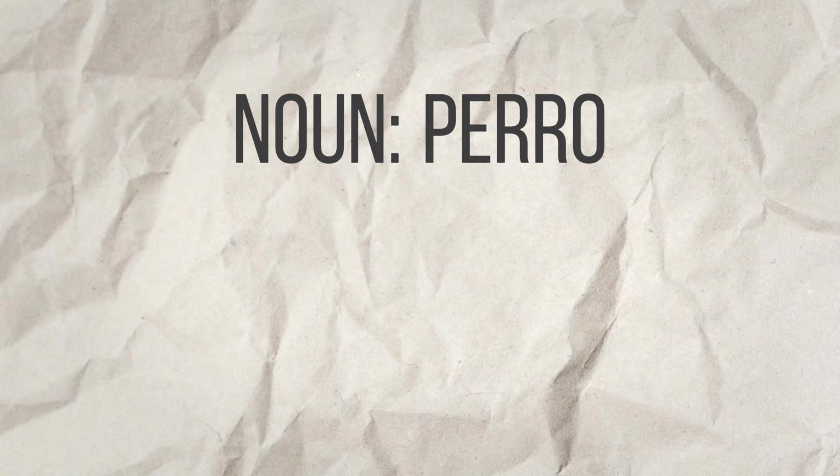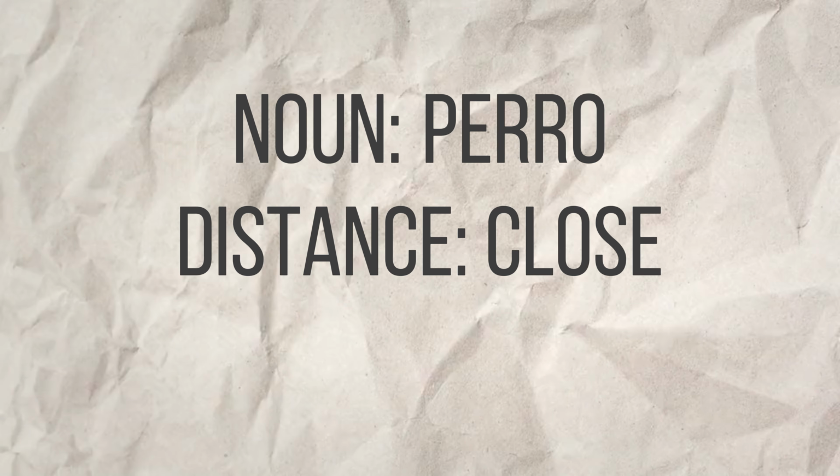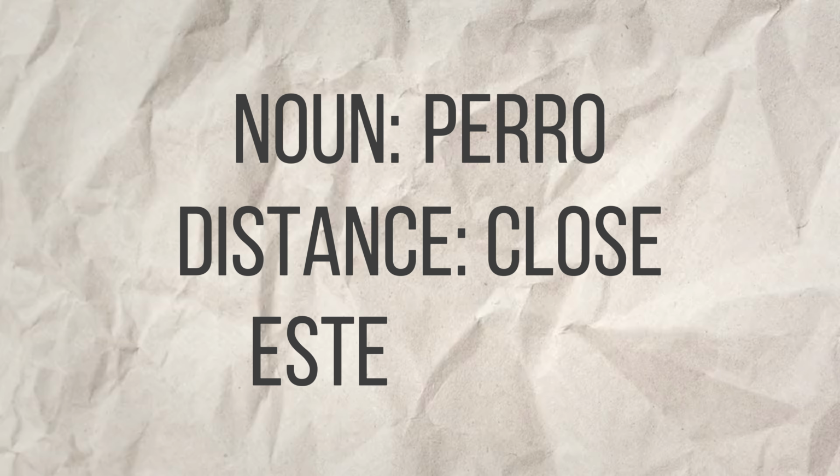I'm gonna give you a noun, tell you a distance, and then you have to figure out the demonstrative that we should use. And obviously you can pause the video if you want to try it yourself. First one is perro. The distance will be close, so what do you say? In Spanish we would say este perro.